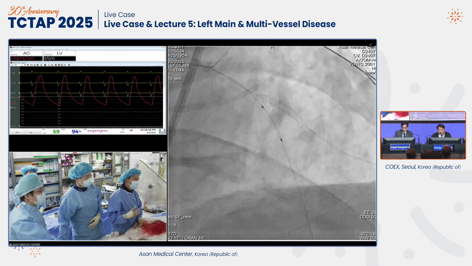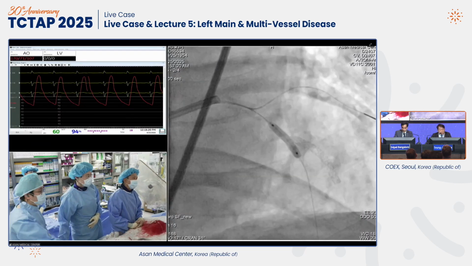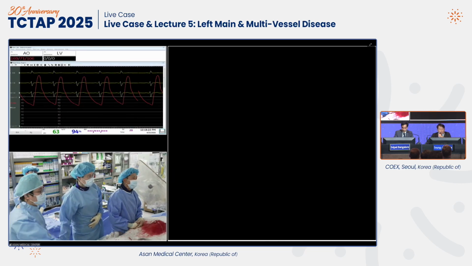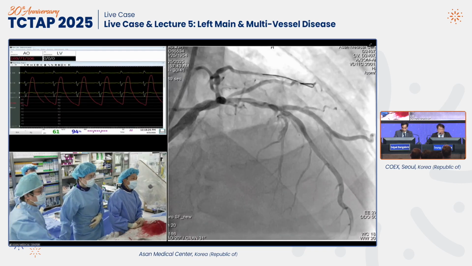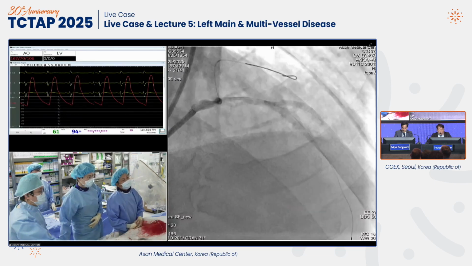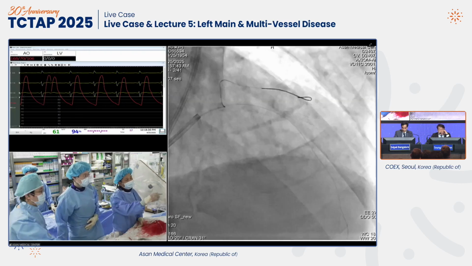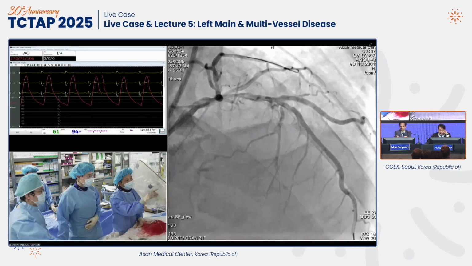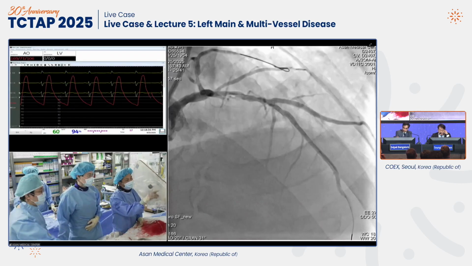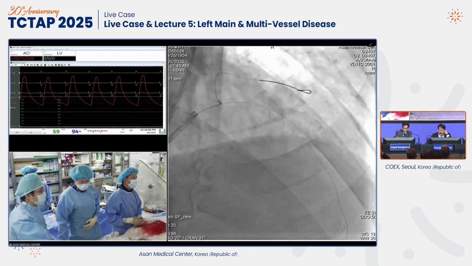And this is the result. Then I crushed with the 3.0. What about the stent length for the diagonal stent? That was 26. All right, great. Yeah, because there was some diseased region, and there was no very good landing zone, the stent length was a little bit longer than expected.